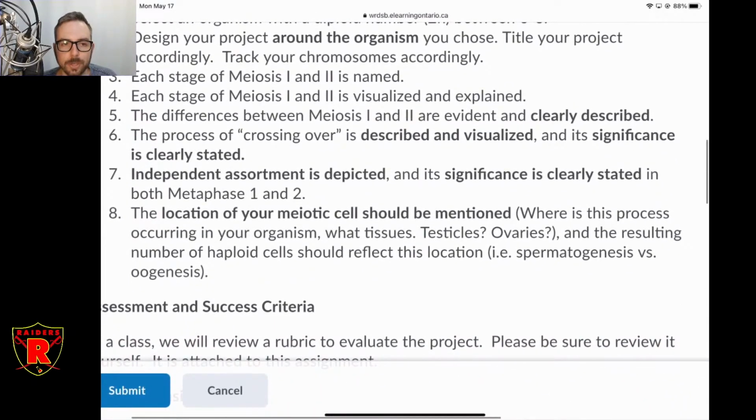You need to show each stage. So show what's happening at each stage and explain it. Certain processes you need to actually show happening. So if you're going to talk about crossing over, you actually have to show a crossing over event occurring. So make sure that visualization occurs somewhere in your explanation. Okay, like you actually show it happening.